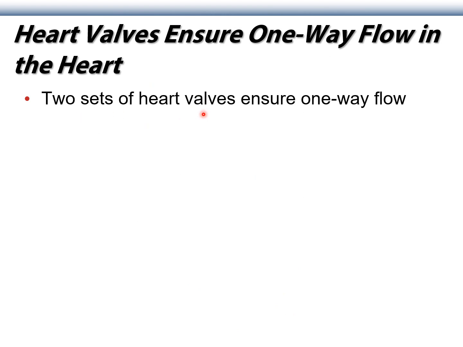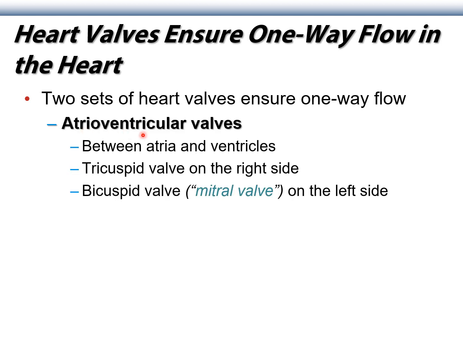So the two sets of heart valves ensure one-way flow. We have the atrioventricular valves, abbreviated AV. They separate the atria and the ventricles. On the right side, it is a three-leaf valve, and so we call it a tricuspid valve. And on the left side, and this one is the big one, this is the one where we see most pathophysiology. This one has the most strain.